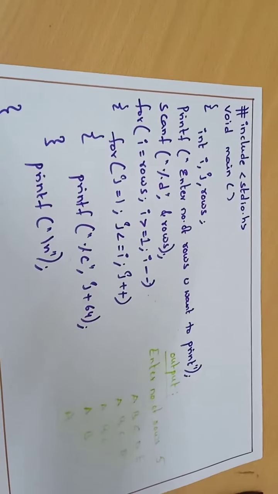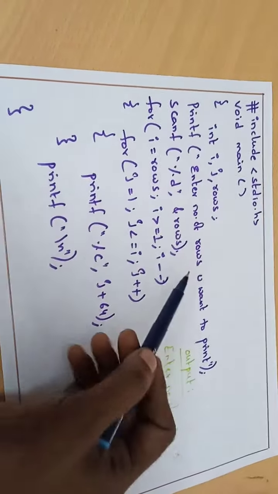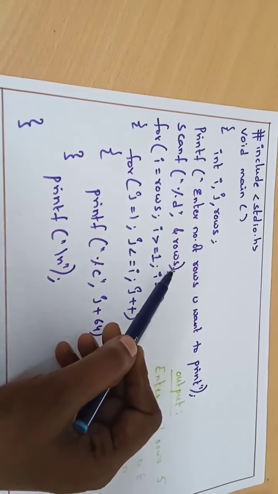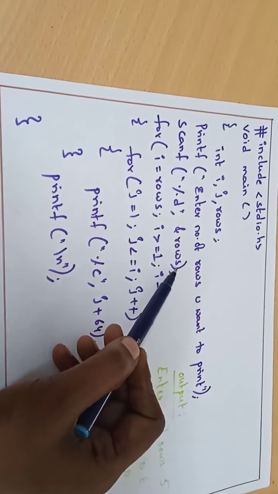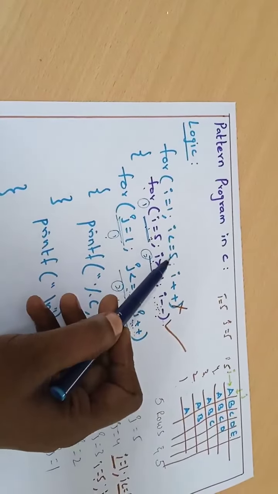Now look at the program, the complete program. Look at it once. This is the complete program. Here we have taken the rows as a dynamic value. In the logic I had taken 5 as a static value.